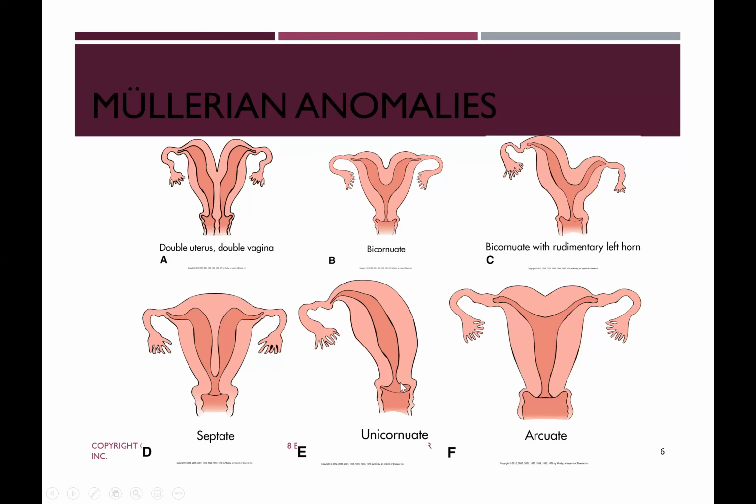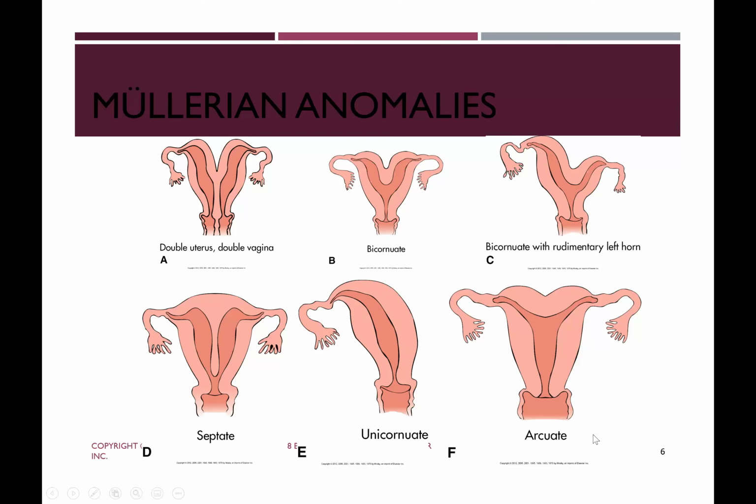A unicornuate uterus is just one part, like one horn. And these patients also struggle with pregnancy because they don't have as much endometrium as with a double vagina or just a normal one. Sometimes they also don't have the other fallopian tube to the ovary, so that can cause some infertility issues.